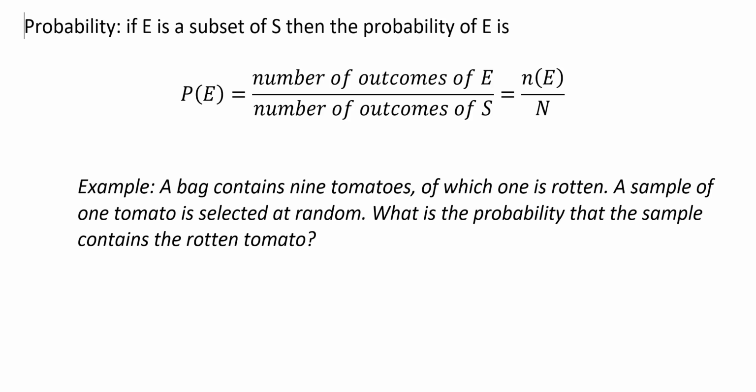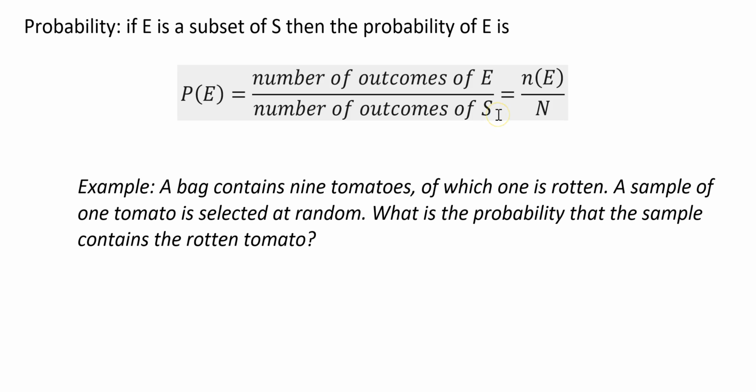Let's take a look at the formal definition of probability. It says if E is a subset of S, then the probability of E, written as capital P(E), equals the number of outcomes of E divided by the number of outcomes of S. Remembering S is the original set, kind of like a universe, the situation we're looking at.